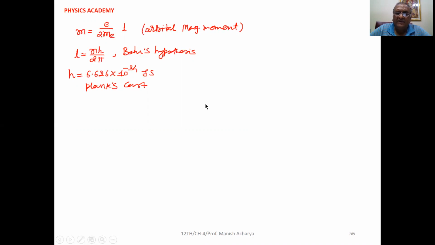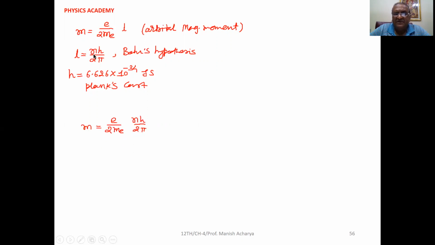Later on in the chapter of atoms, we will discuss this thing in detail. At present, you just have to remember this. The angular momentum of the electron in orbit will be an integer multiple of h upon 2 pi. So we can write it as nh upon 2 pi, where h is Planck's constant, whose value is 6.626 into 10 raised to minus 34 joule second.